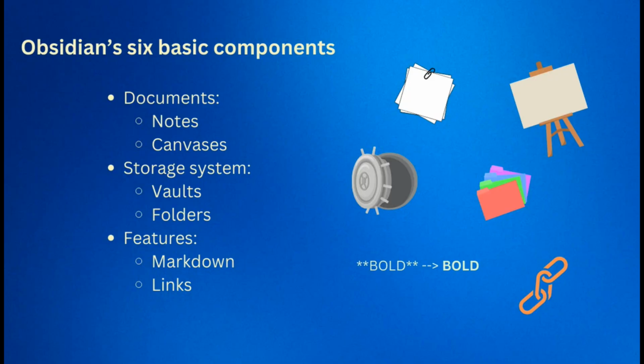Despite its complexity and wide-ranging adaptability, Obsidian is, at its core, a surprisingly economical environment comprised of 6 basic components divided into 3 categories, as shown on screen. Documents, involving notes and canvases. The storage system, involving vaults and folders. And features, involving markdown and links.